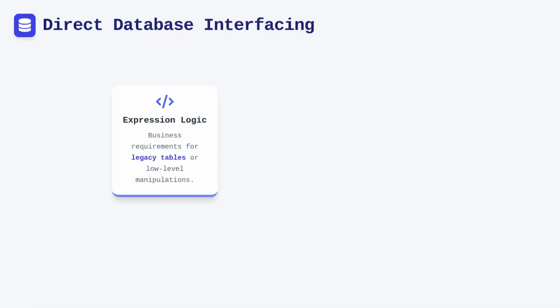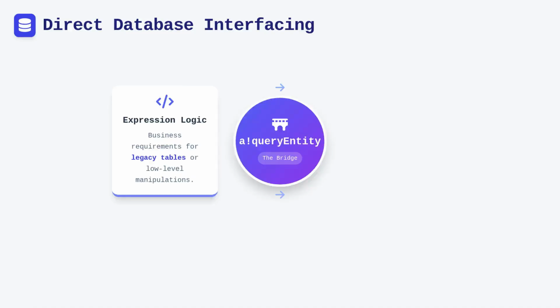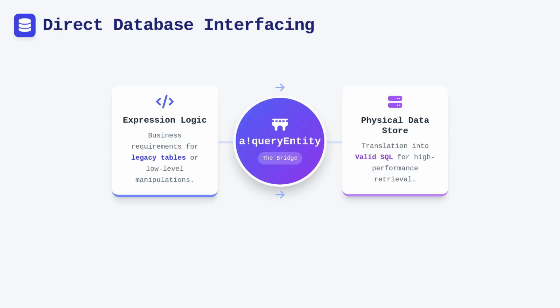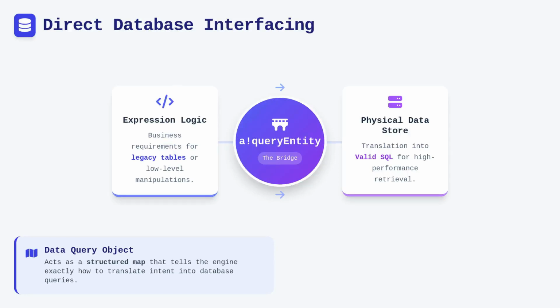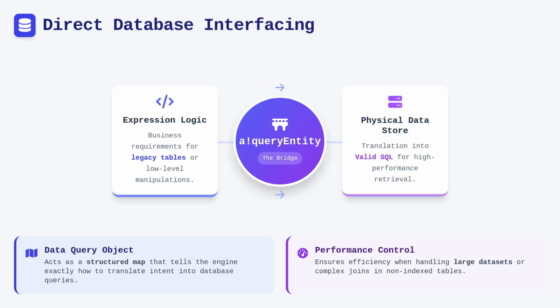To do this, we rely on the query entity function, which acts as the bridge between your expression-driven logic and the physical data store. The query itself is defined by a data query object, which serves as a structured map for the engine to translate your intent into valid SQL. By mastering this structure, we gain precise control over how data is retrieved, ensuring that our applications remain performant even when dealing with large datasets or complex join requirements in non-indexed tables.